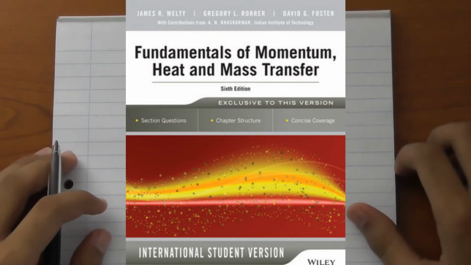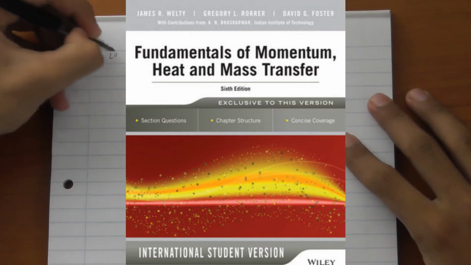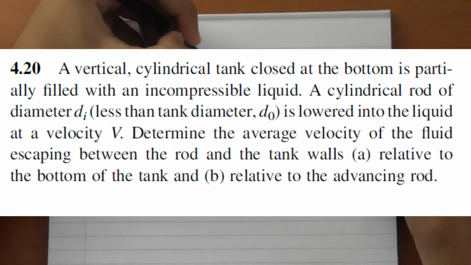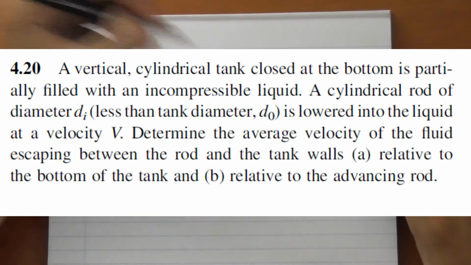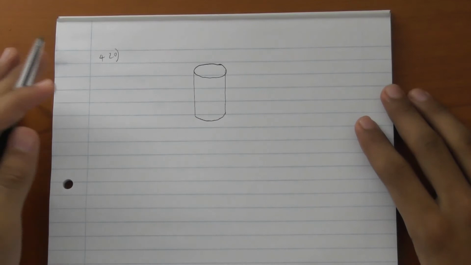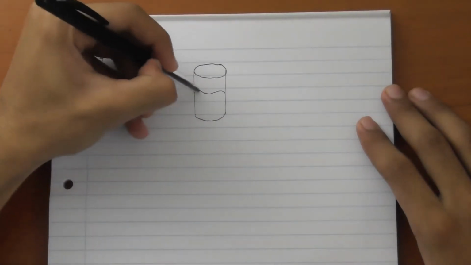Right, let's talk about question 4.20. Okay, so you see they say that there is a vertical cylindrical tank closed at the bottom and it's partially filled with an incompressible fluid. So I'm going to draw the tank as nicely as I can. I usually draw better than this in real life, in case you're wondering. Okay, and it's partially filled with an incompressible fluid.